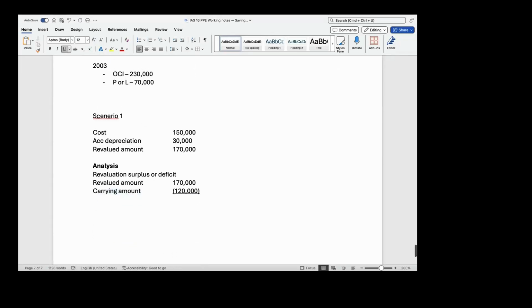In this case now, I am having a revaluation surplus because the value of my asset has increased by 50,000. Now, this 50,000 will simply go to where? OCI. We'll go to OCI.